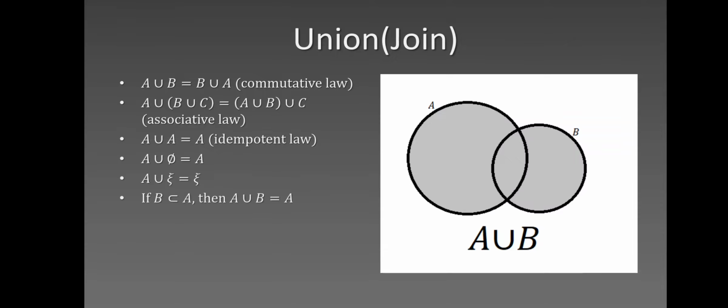Then if B is a subset of A, then A union B is equal to A. Again, pretty obvious, B is already inside A, so when you are taking union with A, you are going to get back A.